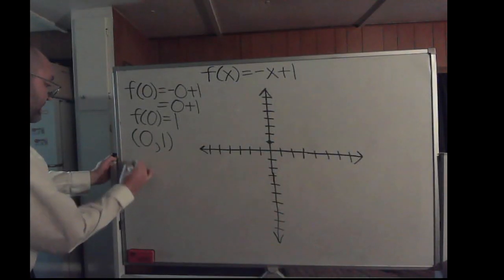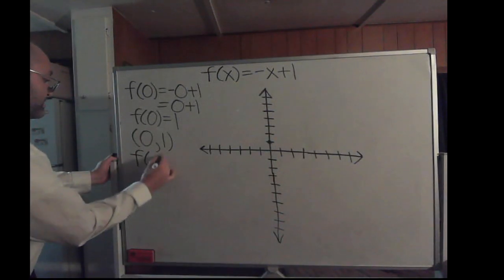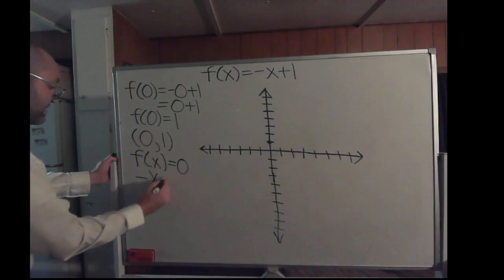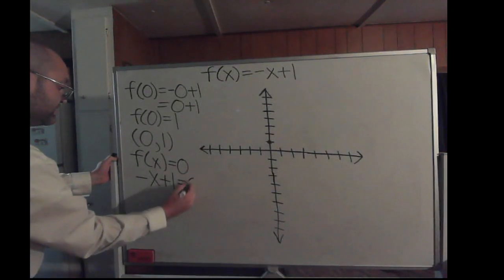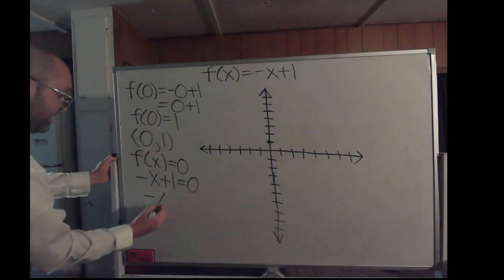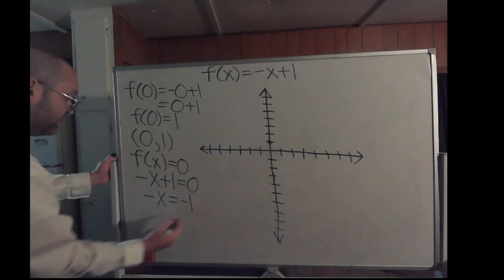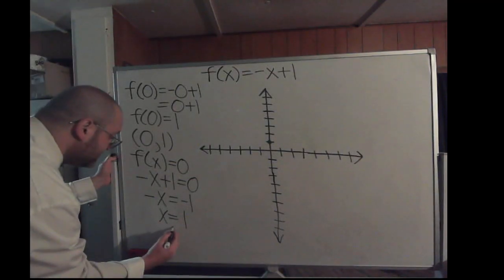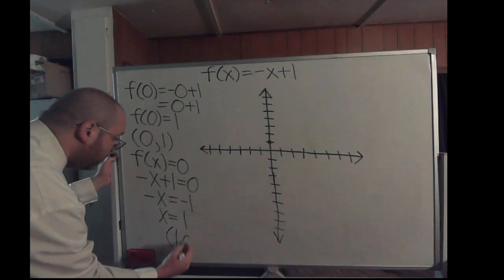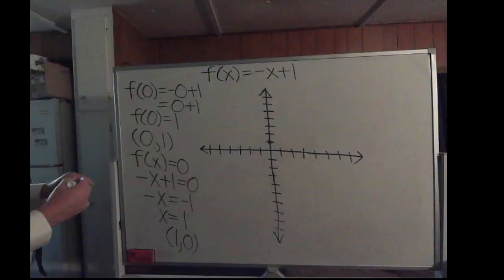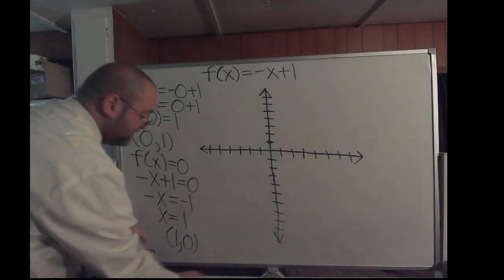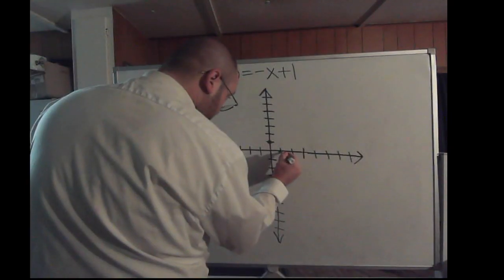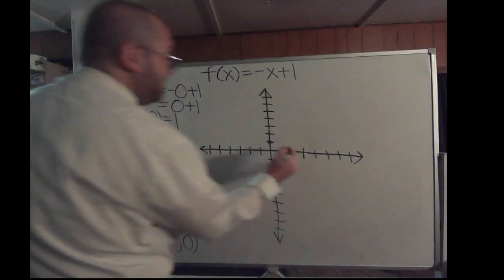We do that by setting f of x equal to 0, which f of x in this case is negative x plus 1. That'll be equal to 0, which means negative x equals negative 1, which means that x equals 1. So when x is 1, you get the y-coordinate of 0. So you also end up with the coordinate 1, 0. So we'll go ahead, we'll plot that where it goes right here. So we've plotted both points.